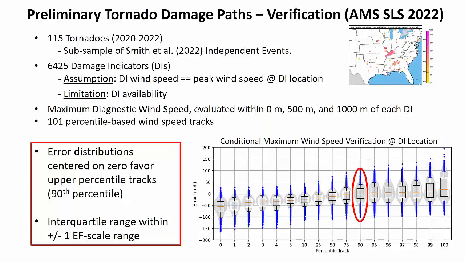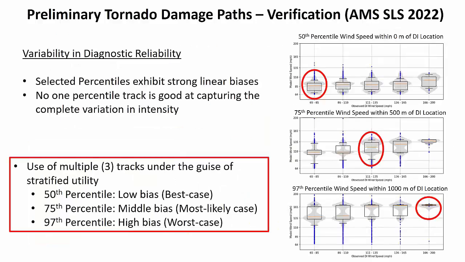Interestingly enough, where they center on 0 ends up being closer to the upper percentile tracks, in this case around the 90th percentile. The interquartile range, though, is fairly confined, so it's within plus or minus 1 EF scale range approximately. So about 50% of the time at the DI location, we're able to depict what essentially the wind speed is within a reasonable range. And then one other metric I looked at was reliability.